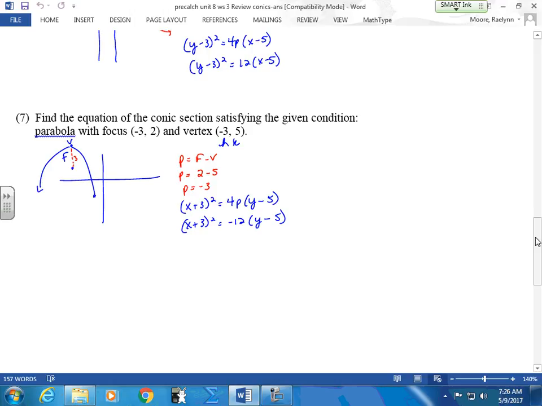Formulas are helpful, but you still have to figure out what direction you're going in before you remember what formula to use. So get a feel for what you're doing rather than memorize a formula.